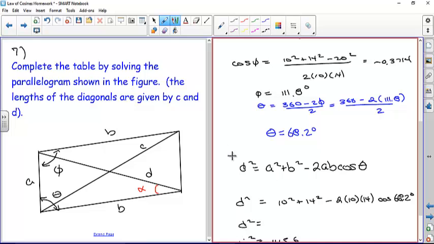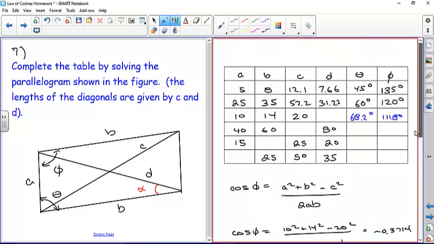So that's 190.0. So d is the square root of that, and I get 13.9. So write that up there, 13.9. And you can see these two entries are pretty close to each other. So they all look like a reasonable situation.